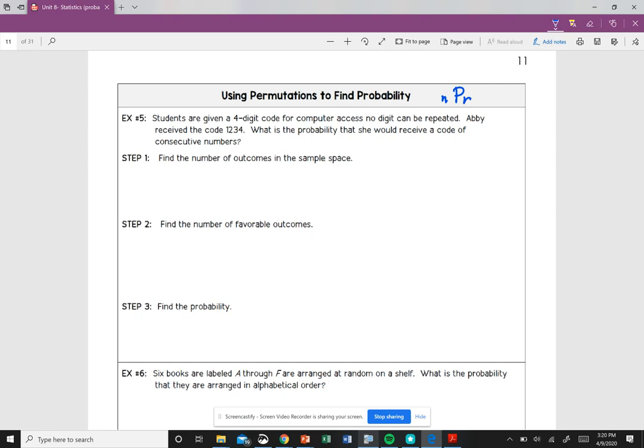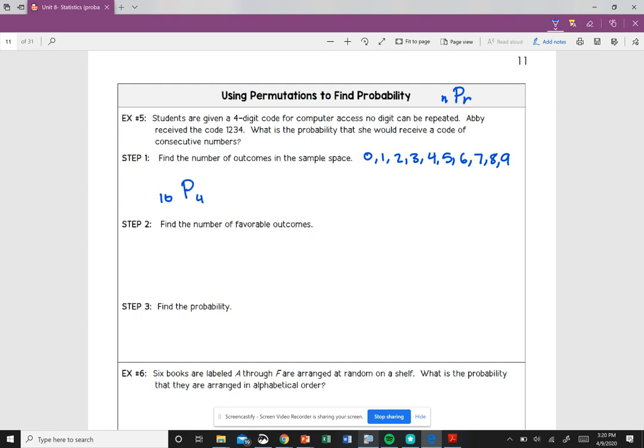So the students are given a 4-digit code for computer access. No digit can be repeated. Abby receives the code 1, 2, 3, 4. What's the probability that she would receive a code of consecutive numbers? Okay. So we've got to find the number of outcomes in the sample space. There are a total of 10 single-digit numbers: 0, 1, 2, 3, 4, 5, 6, 7, 8, 9. So we're going to do 10 choose, and we only want to choose 4.